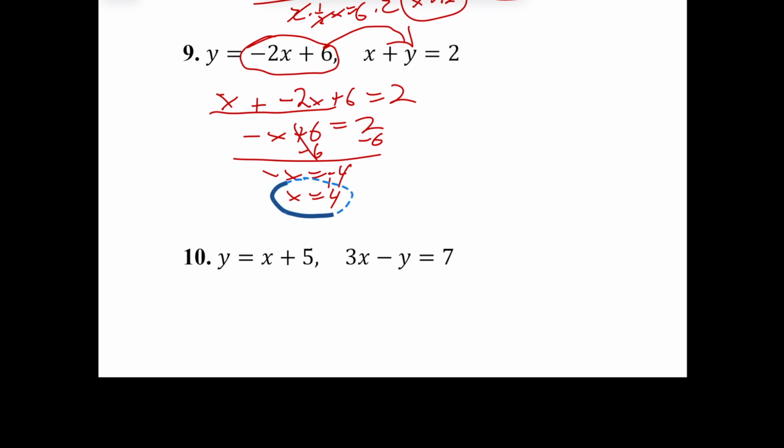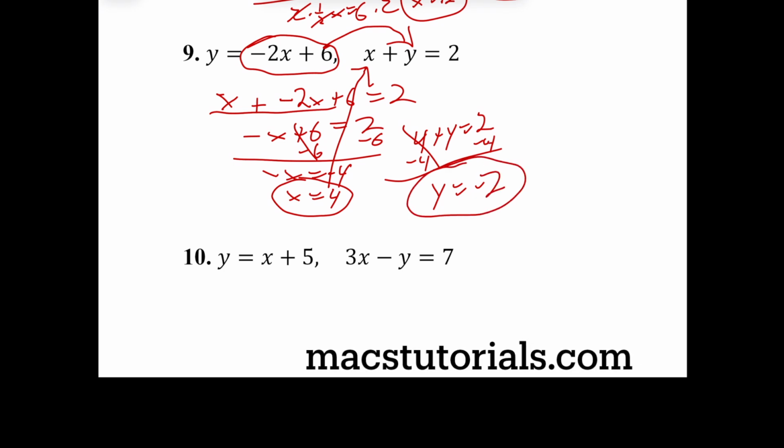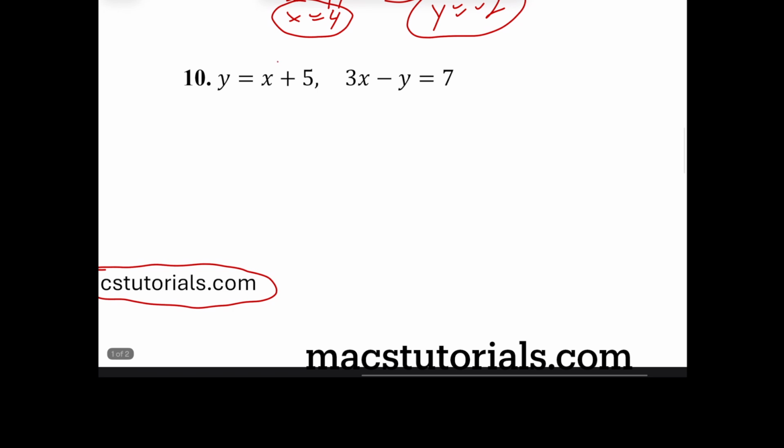Now, if I take that, I'm going to go straight up to there. I'm going to get 4 plus y equals 2. Once I subtract 4 from both sides, I'm going to get y equals negative 2. Okay? And there's my answer, and I got one more. This is set up perfectly, y equals x plus 5. So there's my blah. I'm going to plug it into there.